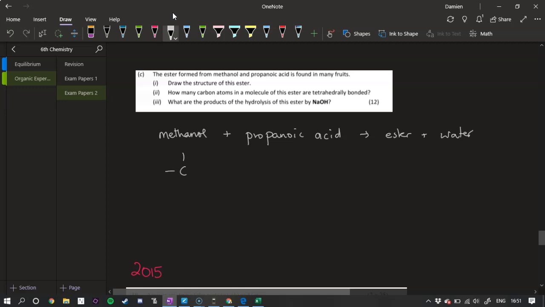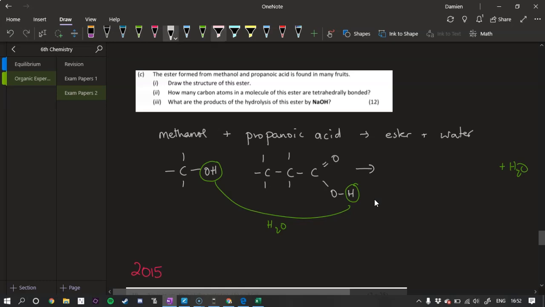I start with methanol, which is an OH on the end of a methyl group, and then you've got your propanoic acid. So propanoic acid at this time is 3 carbons, double bond O, O single bond H, and that's your propanoic acid, and you're going to form an ester. So when you've looked at so many ester reactions, you should be able to spot that that OH there and that H there are going to leave to form water. So that gives you your H2O at the end.